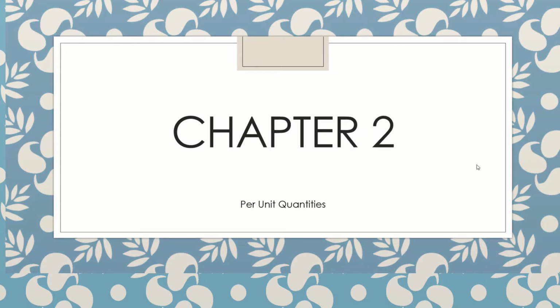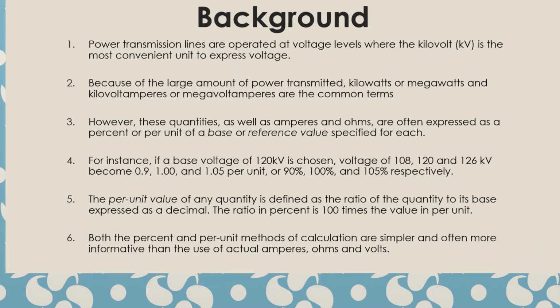Chapter 2, Per Unit Quantities. Power transmission lines are operated at voltage levels where the kilovolt is the most convenient unit to express voltage. As you all know, in a power system, there is a large amount of power being transmitted. It can be in kilowatts or megawatts. This quantity, as well as amperes and ohms, are often expressed as a percentage, also known as per unit. Per unit is based on a reference value.